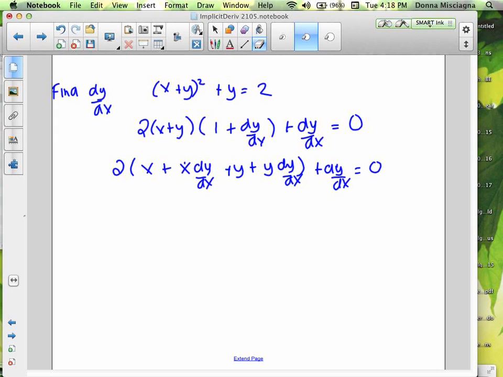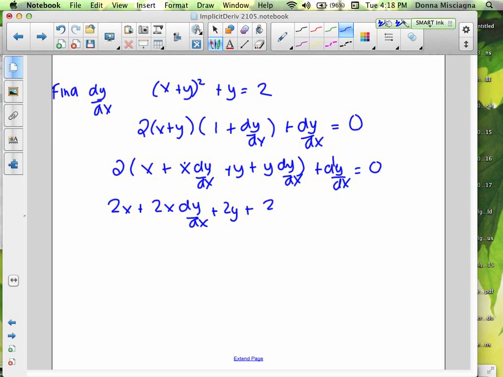Come on, don't be so slow. All right, well, you know that's a D, right? There we go, close enough. All right, so we'll distribute. We have 2x plus 2x dy/dx plus 2y plus 2y dy/dx plus dy/dx equals 0.